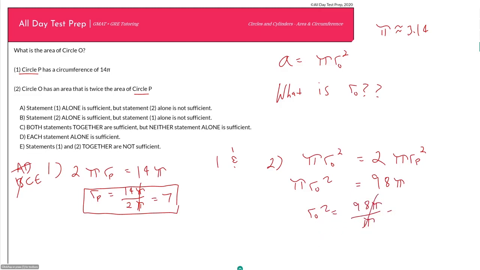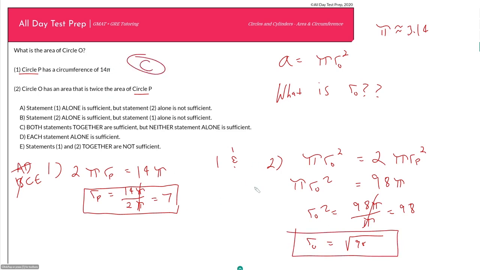Radius squared is just equal to 98. You need the radius. And remember, when we're talking about geometry, it is a real world scenario. So it is not possible to have a negative radius. So when I take the square root of r squared, it only has a positive value. So I don't know what the square root of 98 is. It's a little bit less than 10, though. I don't need to know exactly what it is to say that our statements together are sufficient to answer this question.